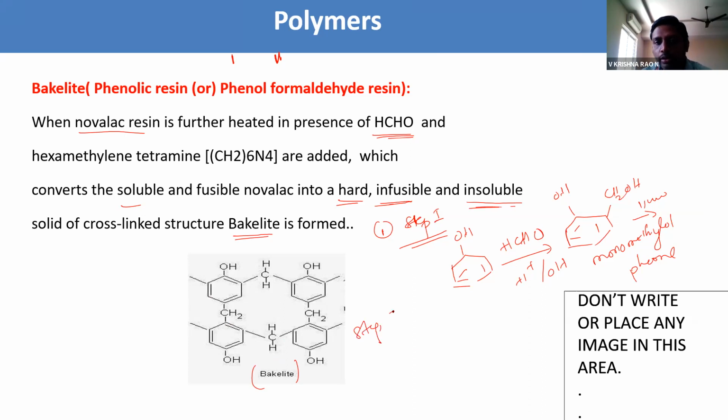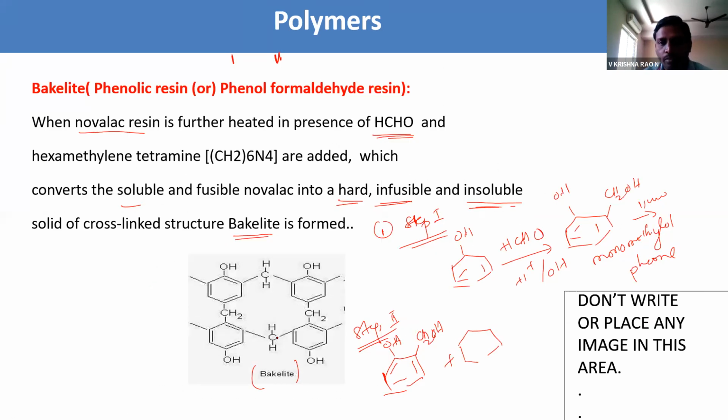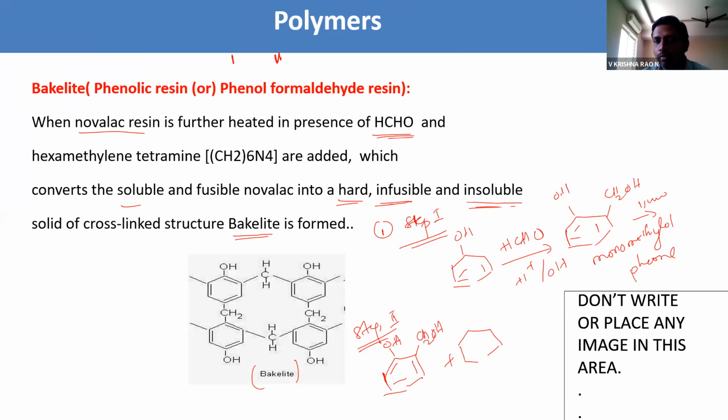Step 2, what happens? Monomethyl phenol, CH2OH, reacts with another mole of monomethyl phenol. This is another mole of monomethyl phenol, or orthohydroxy. Wherever the OH functional group is present, we call it ortho or para. It forms novalic resin.